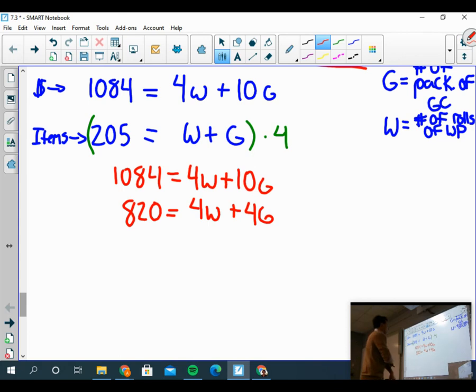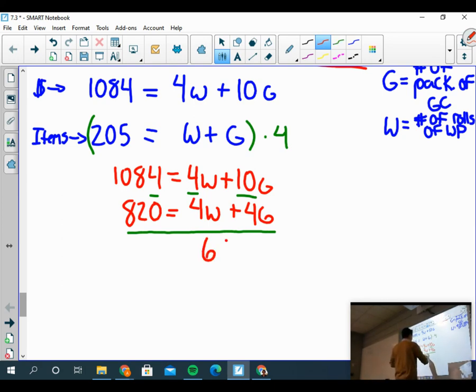Now I'm in a position where I can eliminate one of the variables. I'm going to eliminate the W's by subtraction, right? If I added them, I'm going to get 4 plus 4, which is 8W, and that won't eliminate it. So when I do this, 4 minus 4 is obviously 0. 10 minus 4, though, is 6G. 1,084 minus 820, that's going to be 264.